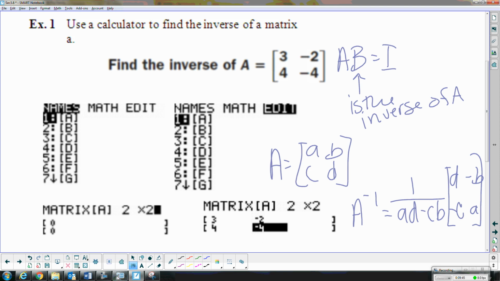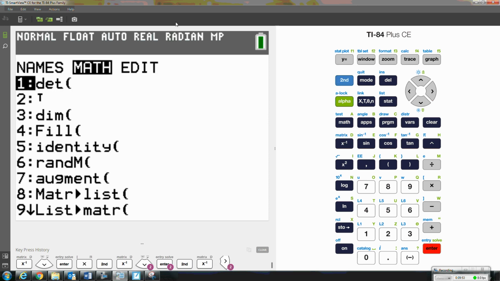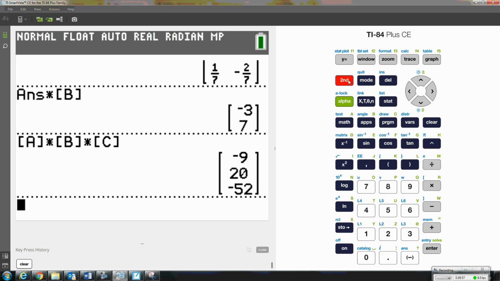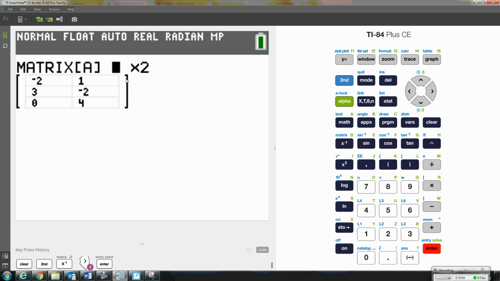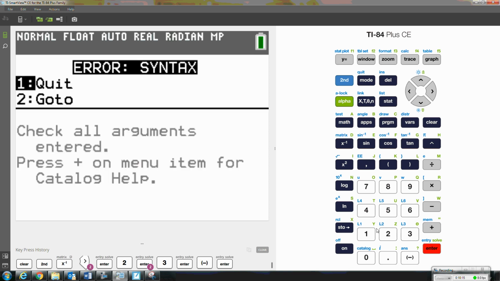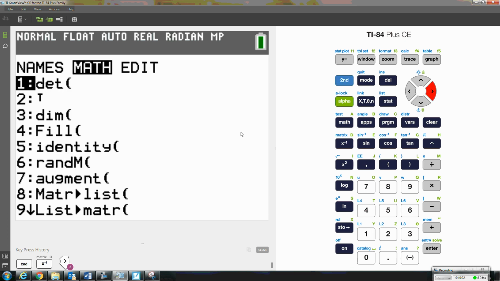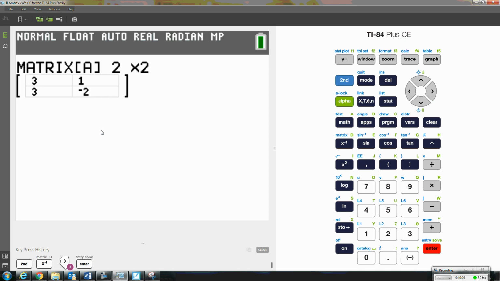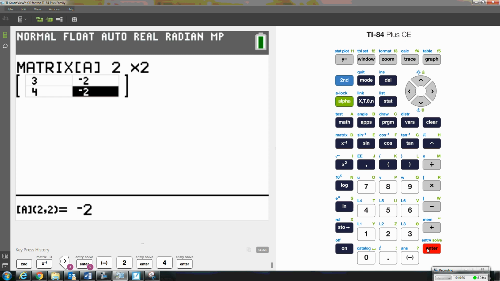So the first thing we have to do is put the 2 by 2 matrix in your calculator. So go to your matrix and edit matrix A, 2 by 2. So we've got 3, -2, 4, and -4.